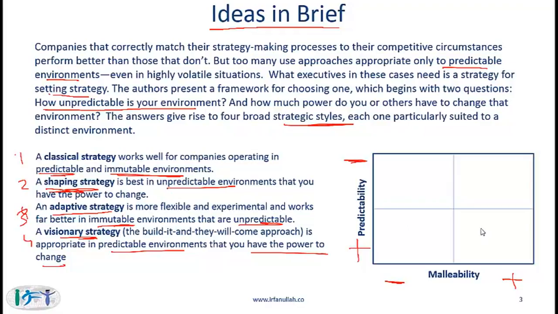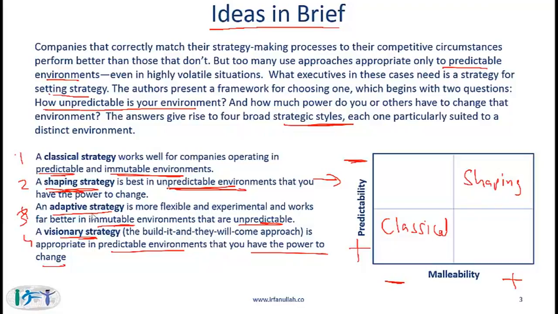Here is what you should come up with. Low malleability, which is the same as saying immutable, and high predictability, this would be the classical strategy. Shaping strategy, best in unpredictable environments. So that means predictability is low, so we will be in the top half. That you have the power to change. Power to change means that malleability is high. So the shaping strategy would be over here.